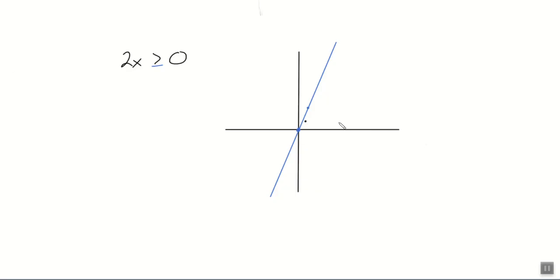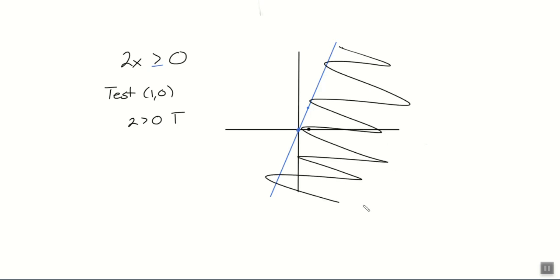I would pick a better one. You're right, it's not. Could I pick 1, 0? Okay, if I picked 1, 0, I would get 2 is greater than 0. True or false? True. It says, hey, here's that point I tested. I would shade all of this down here. Cool, cool? Yeah. All right.